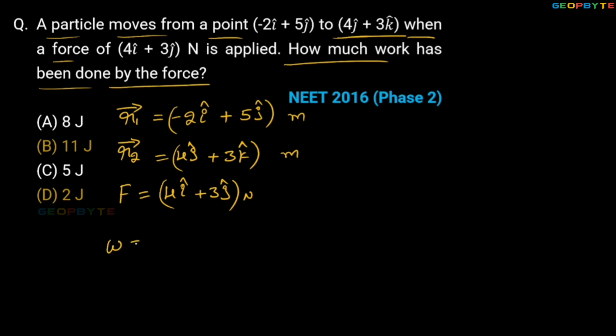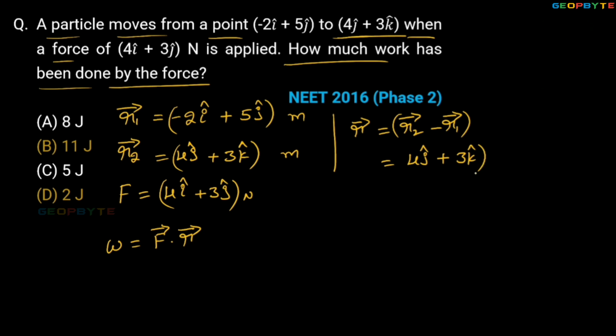As you know, work done equals the dot product of force and displacement. The displacement R bar equals R2 bar minus R1 bar. Let me write those values. R2 bar is 4 j cap plus 3 k cap, minus minus 2 i cap plus 5 j cap. It is 2 i cap, plus 4j minus 5j, which is minus j cap, plus 3 k cap. That is the displacement.